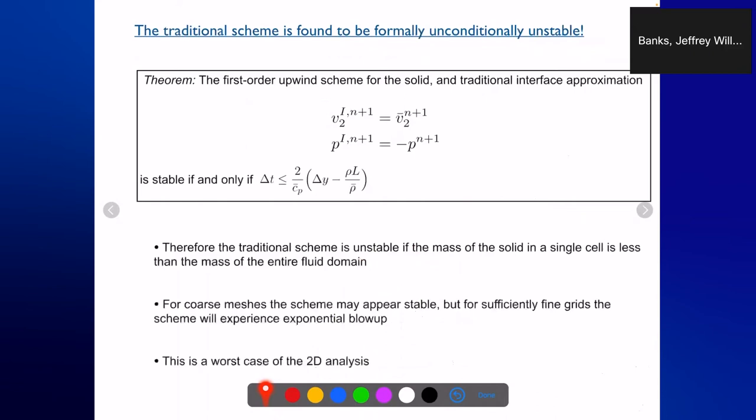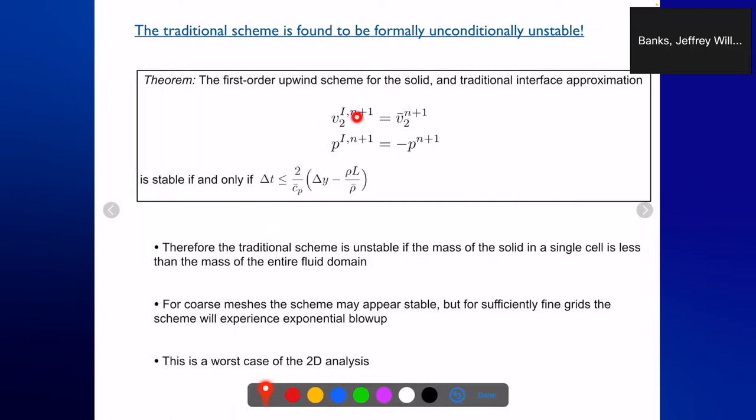The more interesting thing is what happens if I use the traditional scheme. The traditional scheme is unconditionally unstable. I should say the uniterated traditional scheme is unconditionally unstable. In practice, it doesn't mean that your code would blow up. Probably you would just need to iterate potentially a lot in order to stabilize it. Again, you use the first order upwind scheme. You do this traditional approximation where the velocity is taken from the solid and the stress is taken from the fluid. That thing is only stable under this constraint.